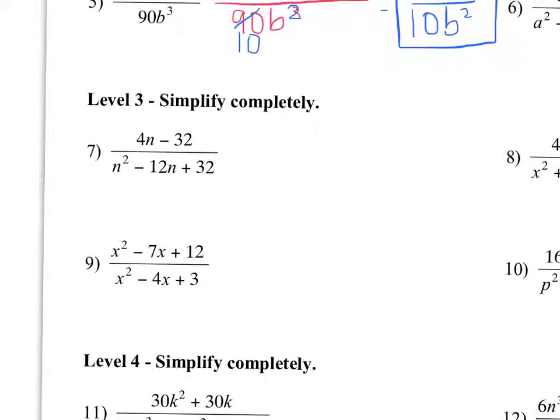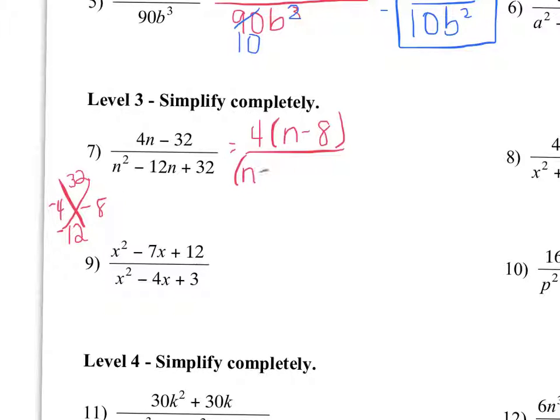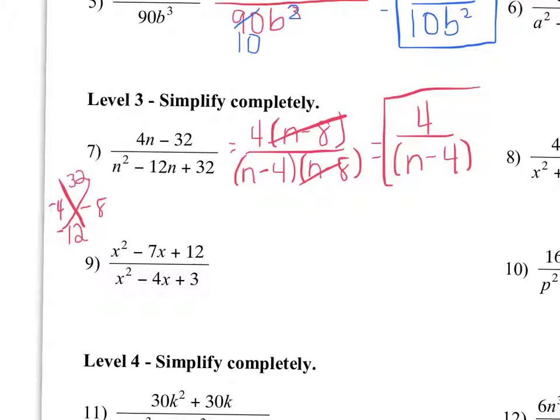Moving on to question 7, I can factor 4 out of the top, which would leave us with n minus 8. And in the bottom, we need two numbers that multiply to give us 32, but add to give us negative 12. That would be negative 4 and negative 8. So we've got an n minus 4 and an n minus 8. The n minus 8s can cancel out. It's going to leave us with 4 over n minus 4, and that would be our final answer.